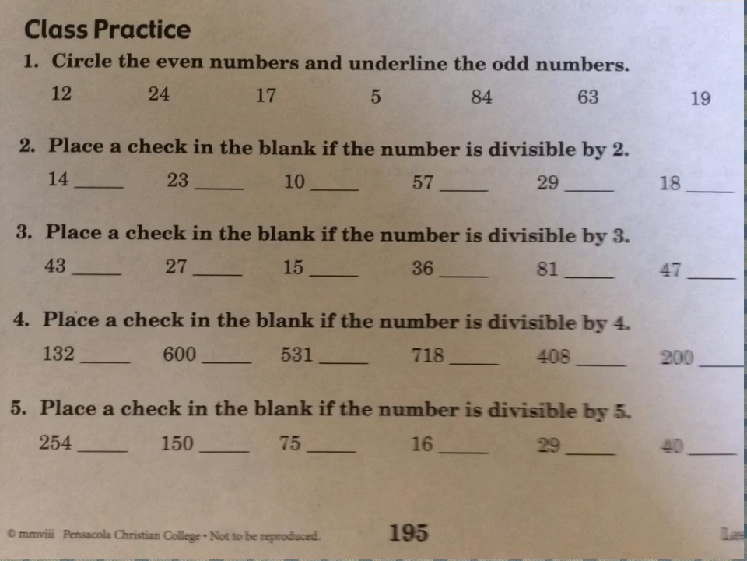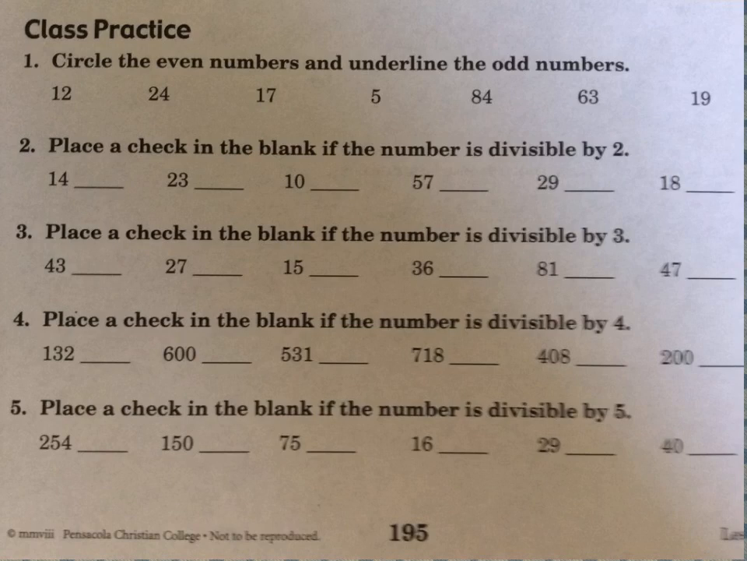Okay, for our last one on this page, we know that if a number is divisible by 5, it ends in a 5 or a 0. So 554 ends in a 4. It means it's not a 5 or 0, so we won't put a check there. 150 ends in a 0, so that is divisible by 5. We'll put a check there. 75 is divisible by 5. 16 is not divisible by 5. 29 is not divisible by 5. And 40 is divisible by 5. Just testing you.